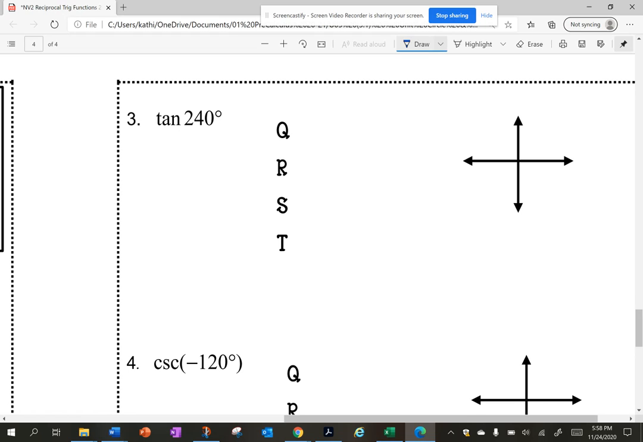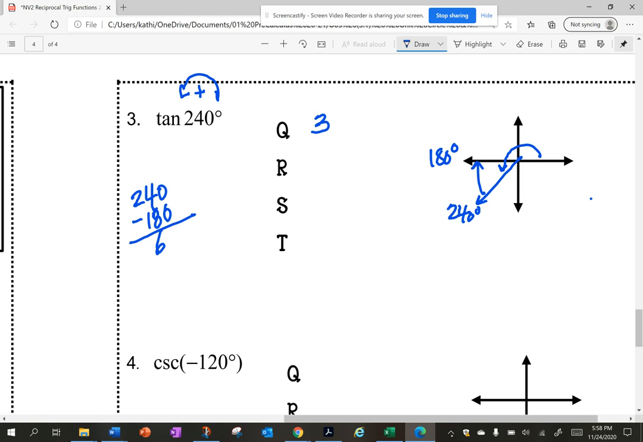Okay, tangent of 240 degrees. Again, I am going in the positive rotation. So here is 180. So 240 will put me in the third quadrant. So I'm in quadrant 3. So my reference angle: I'm going to take 240 minus 180. I'm going to get 60. So my reference angle is 60 degrees.